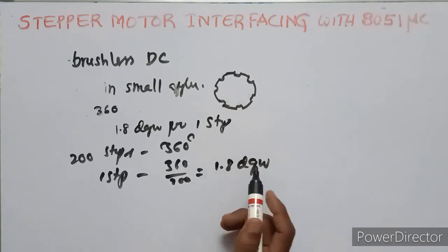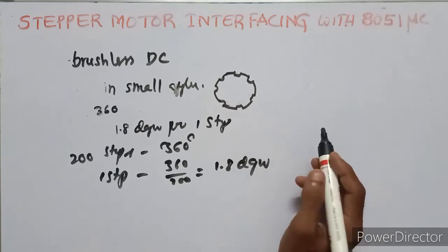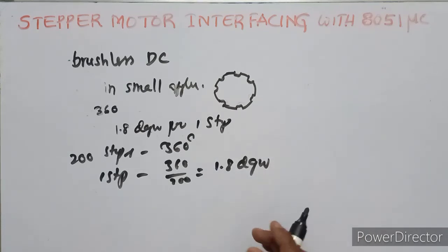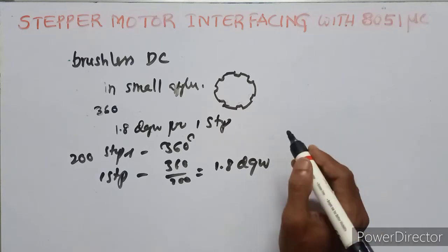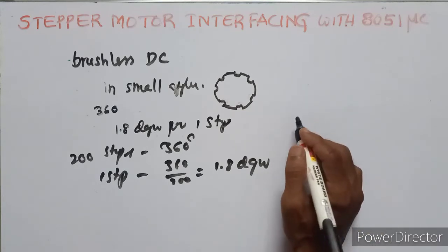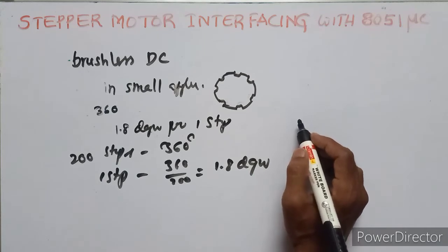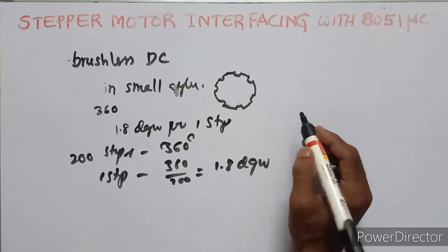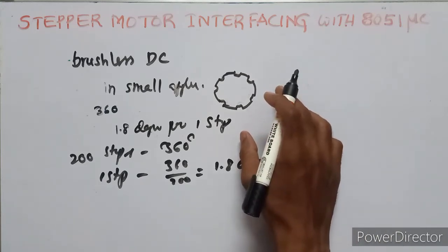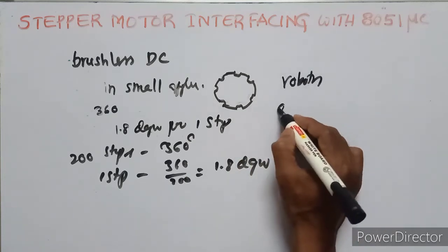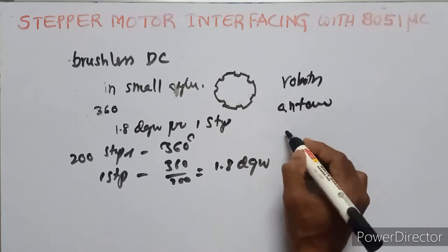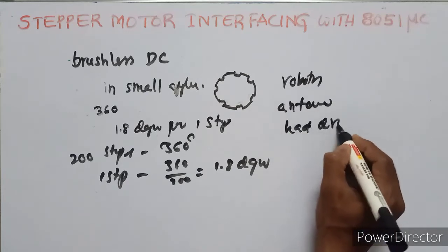Stepper motors are used in many devices that need precise rotational movement, like robots, antennas, and hard drives.